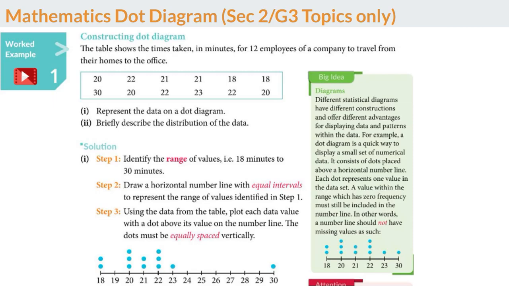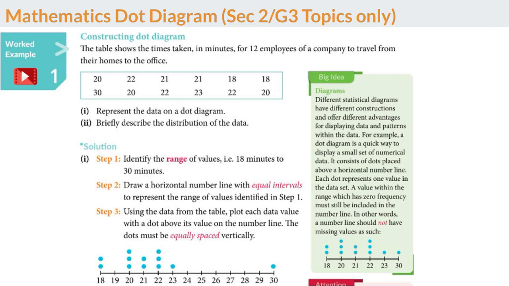So for example, if I have 20, and let's say I have three 20s in the table, you will need to draw 3 dots, and it must be equally spaced vertically up. You cannot go horizontally, if not it will be wrong. Okay, understand?